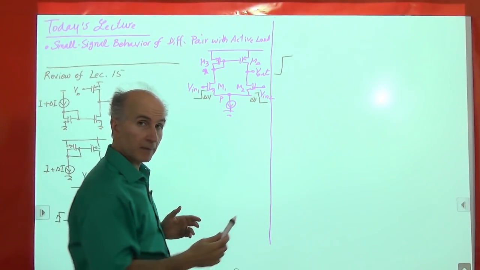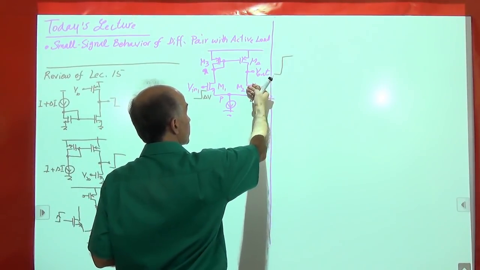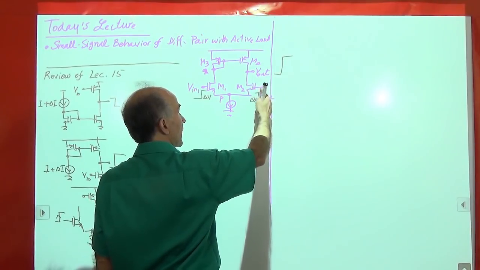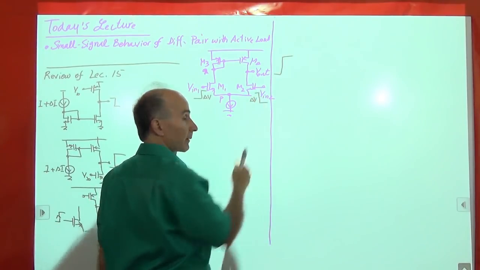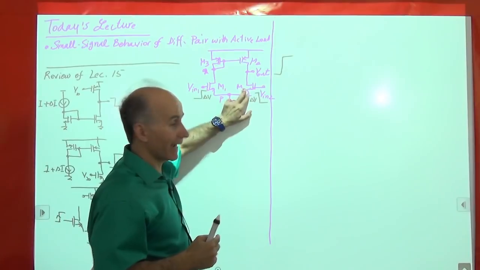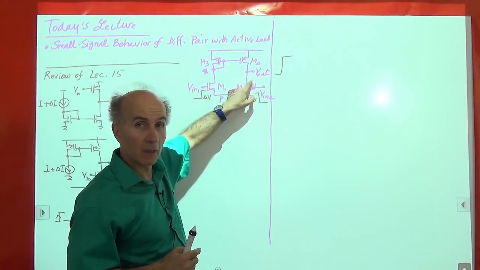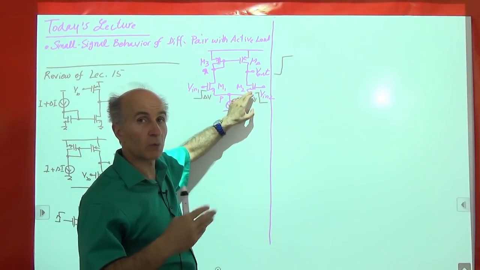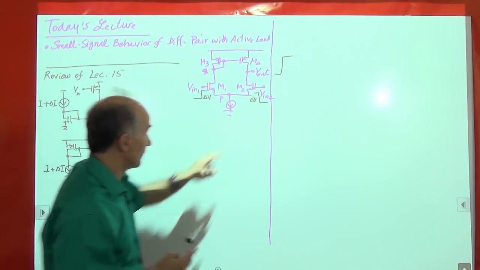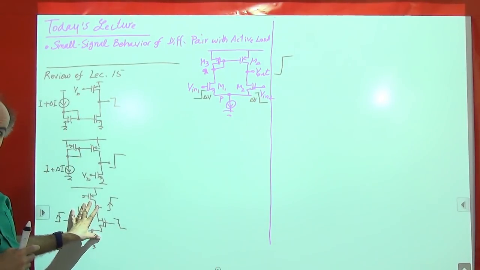Also, if we start from the right-hand side, M2 has a gate voltage that goes down by some amount. So M2 now has less current. It draws less current from up here. When we draw less current, the voltage wants to go up. And that is reminiscent of this situation.